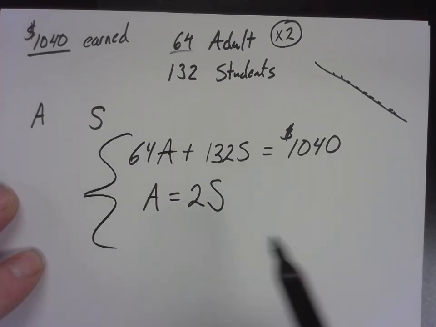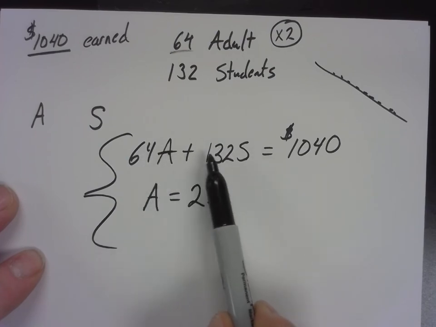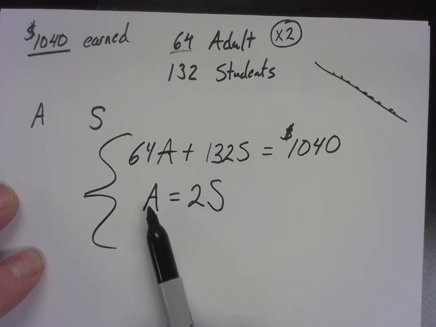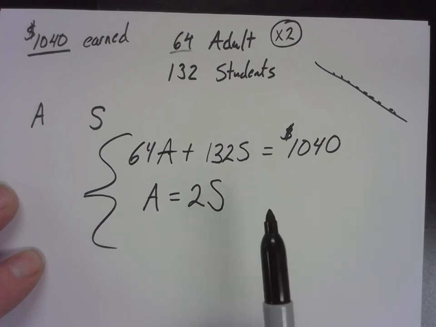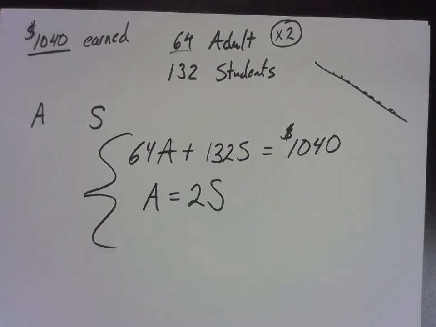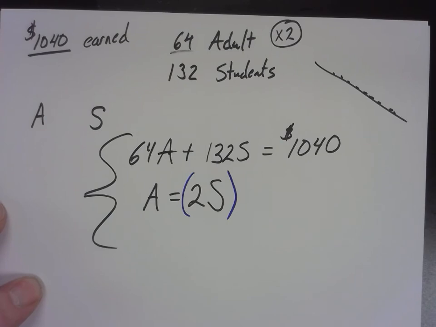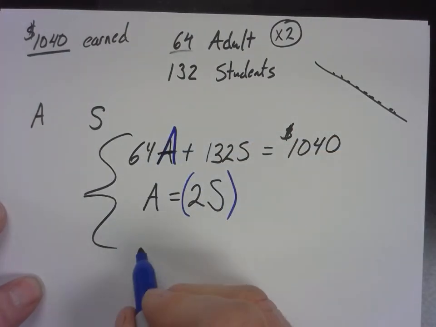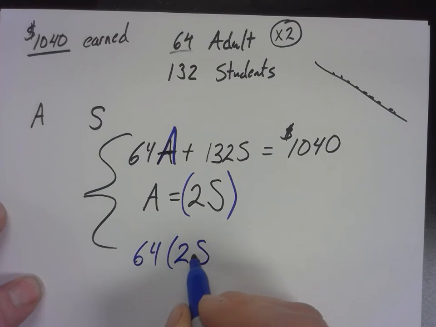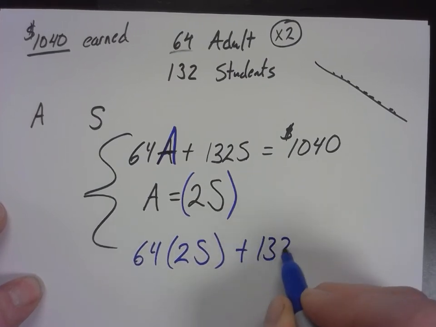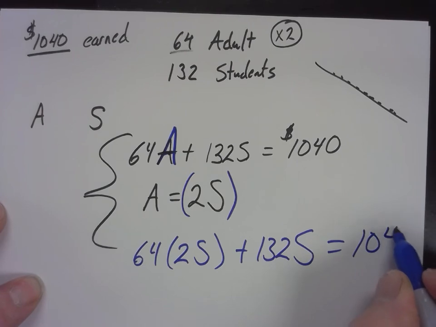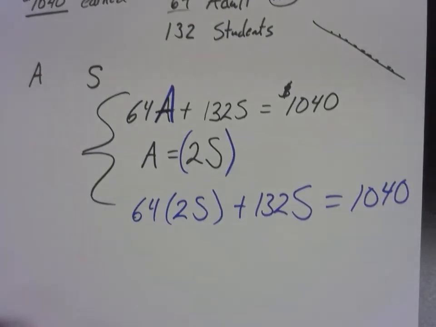One of them talks about the value, how much they're worth. The other one talks about the number of them. So they'll always look kind of like this. Now we have a system. We have 2 equations and 2 variables. Can we solve this thing? Where can we put this 2 times S? Right there. 64 times 2 times S plus 132 times S equals 1,040. That's the system that we can solve. Let's do it.